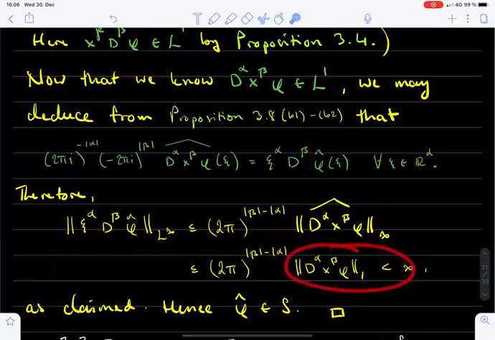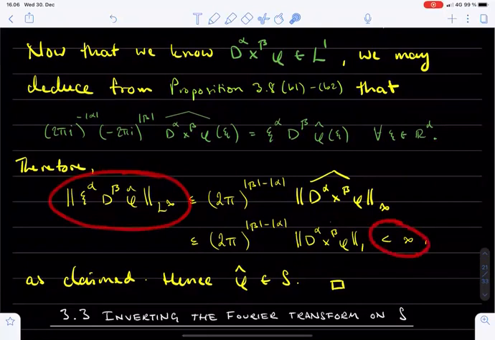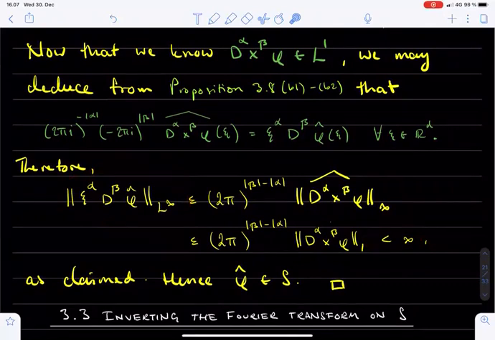And we already observed that the L1 norm of the alpha derivative of x to the power beta times phi is finite. Hence, the L infinity norm of xi to the power alpha times the beta derivative of hat phi is finite. Since alpha and beta were arbitrary multi-indices, this proves that hat phi is a Schwartz function. This completes the proof of theorem 3.7.